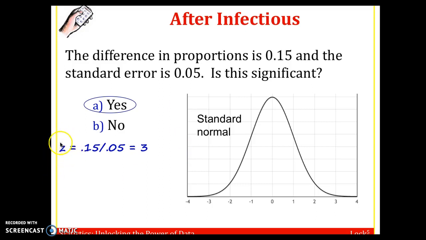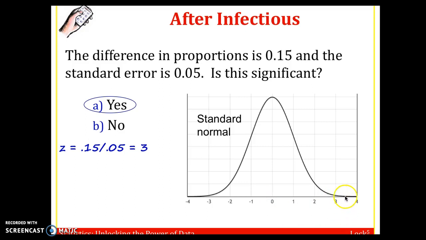So here's that Z-score. Z is your statistic, 0.15, minus the null, but there's no minus here because we're assuming the null is zero difference in the two proportions, divided by your standard error. 0.15 divided by 0.05 is 3. And look over here, if we look at the normal distribution, this 3 represents the number of standard deviations away from the mean, or how far is the sample statistic from 0.